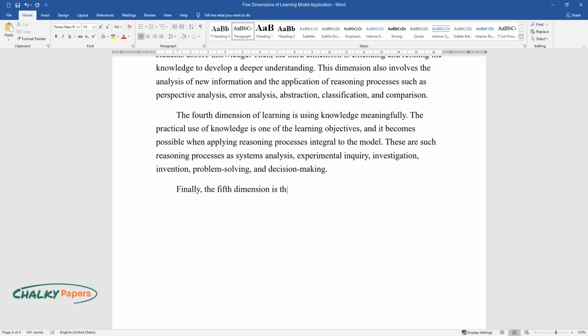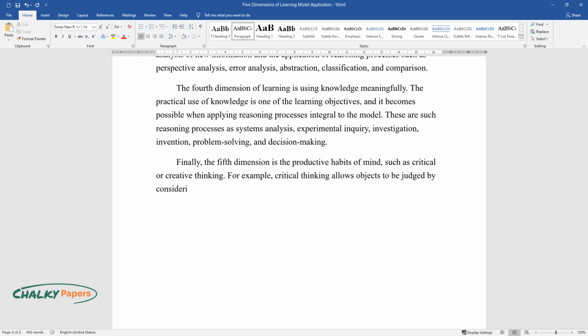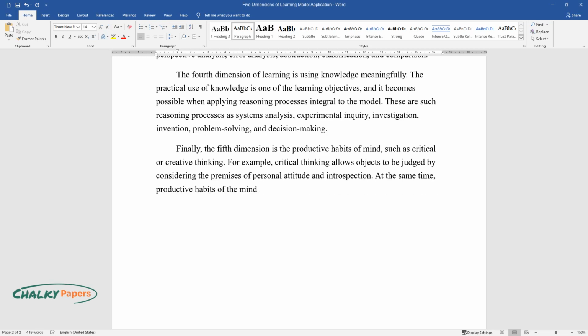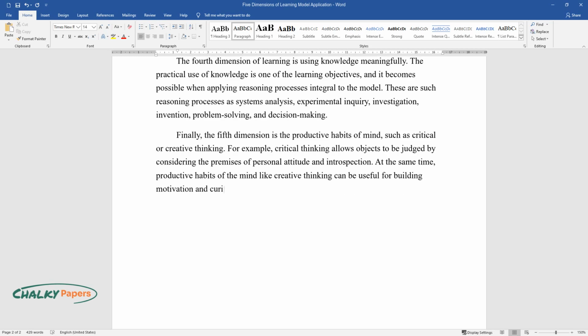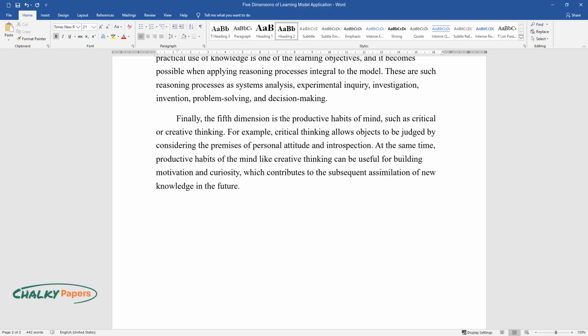Finally, the fifth dimension is the productive habits of mind, such as critical or creative thinking. For example, critical thinking allows objects to be judged by considering the premises of personal attitude and introspection. At the same time, productive habits of the mind like creative thinking can be useful for building motivation and curiosity, which contributes to the subsequent assimilation of new knowledge in the future.